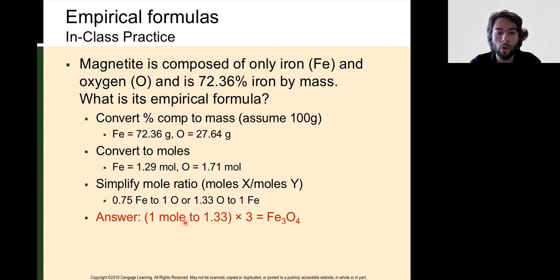So it will be 1 mole to 1.33. We multiply this by 3. So 1 mole of iron becomes 3 moles of iron, so it becomes Fe3. And then 1.33 moles of oxygen becomes 4 moles of oxygen. The other way around then is 0.75 moles of iron to 1 mole of oxygen. So we have to multiply this by 4. 0.75 times 4 is 3 moles of iron, so Fe3 to O4, since 1 times 4 is 4. And so that's how we would do the empirical formulas for an example like this.